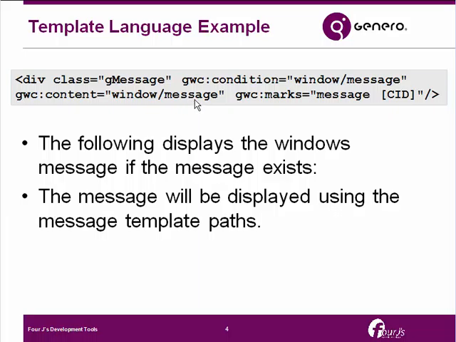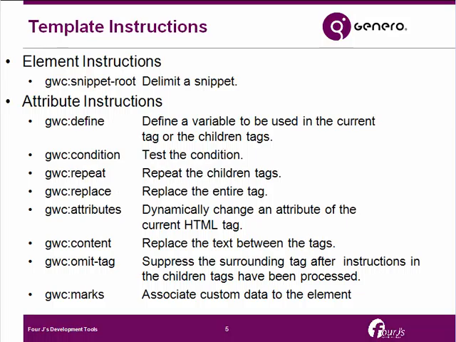The third instruction, the GWC marks instruction, associates the message's component identifier or CID data with the current element in order to be used by JavaScript on the client side if necessary. The class is set to gMessage, which you will find in the Genero CSS reference as a selector. The different template instructions listed here are well documented in the GAS manual. I would encourage you to read through the documentation to understand the different instructions available to you.